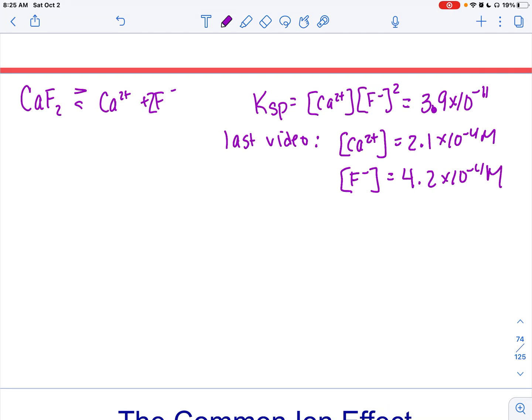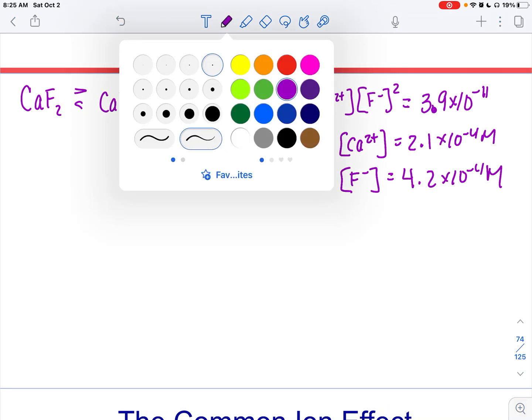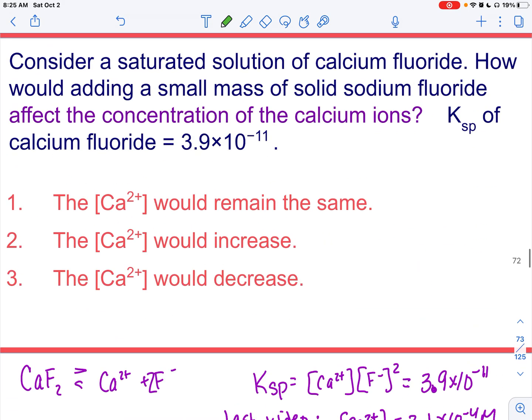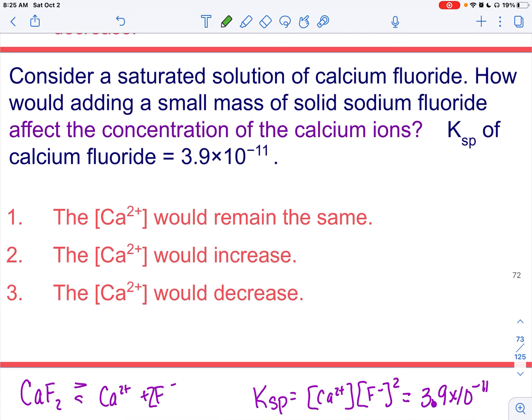Okay, so that was our last video. For this one, we're going to take a look at what happens when we add 15 grams of F minus, because the problem says a small mass. So we're just going to pick 15 grams, okay?